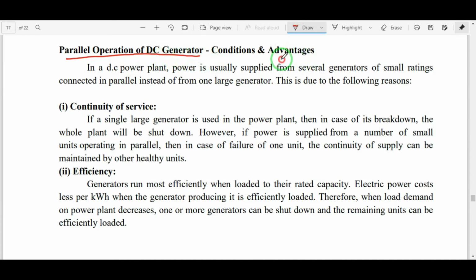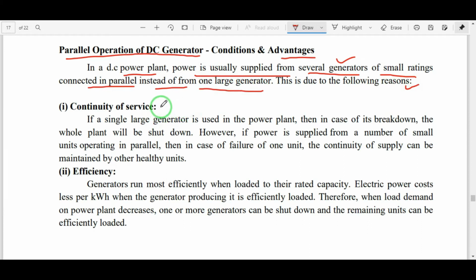There are several advantages. See here, in a DC power plant, for example, power is usually supplied from several generators of small ratings connected in parallel instead of from one large generator. So there are more advantages when we connect several small generators in parallel. I will tell you the reasons why we need to connect in parallel.